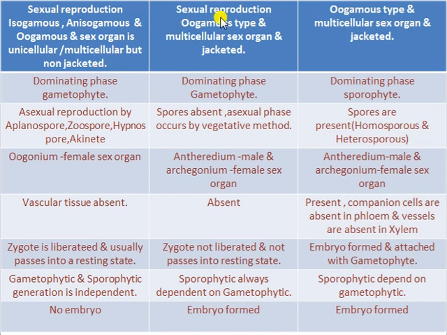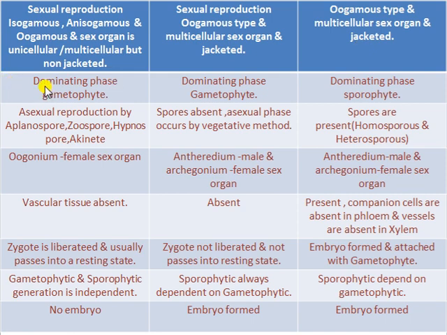But if you go for the bryophyte or moss, sexual reproduction happens, and that is only oogamous type, with no isogamous or anisogamous type taking place. They have multicellular sex organs, and that multicellular sex organ is jacketed, that means covered. The last one, Pteridophyta, also shows oogamous type of sexual reproduction, and they have multicellular sex organs that are also jacketed, covered by a covering.